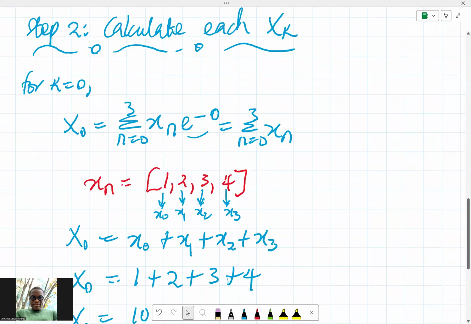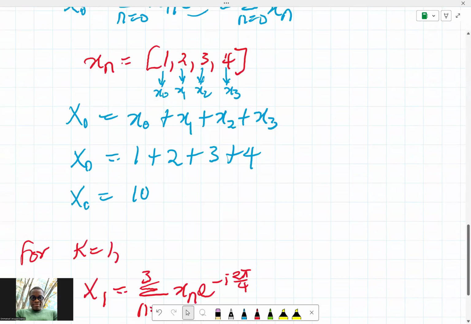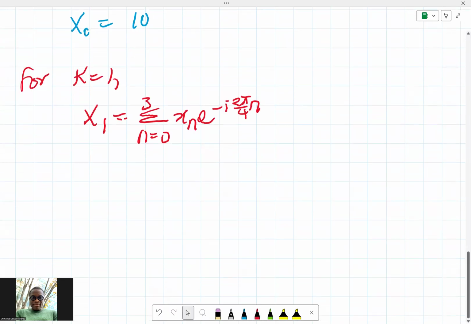Now k is 1, so that's 1 times n. We just have that to be n, because k is gone. So let's do this now. We can now open this up. So x1 is equal to, when n is equal to 0, we just have x naught, because this will be x naught e raised to power 0. Because n here is 0 now.